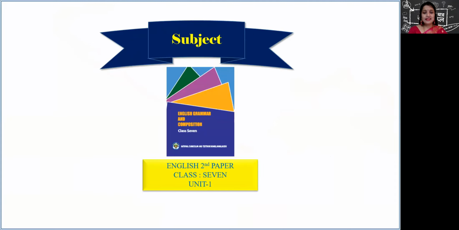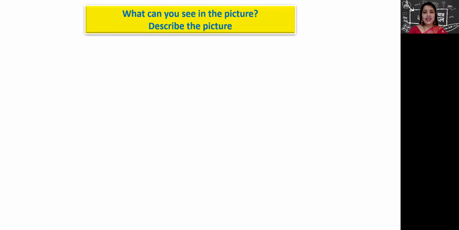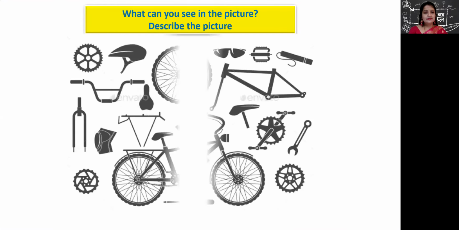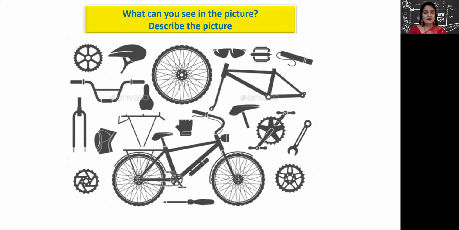Our today's lesson is English second paper, class 7, unit 1. What can you see here in the picture, my dear students? Oh yes, here are some parts of a bicycle. Here is the seat, here is the brake, here is the pedal, etc. All the parts make a bicycle together, and individually, they are the parts of a bicycle. Our today's lesson is related to parts.